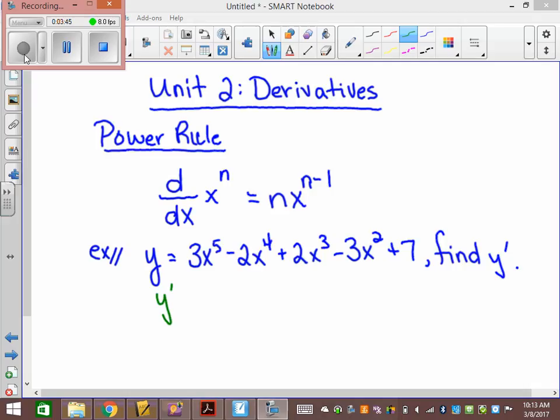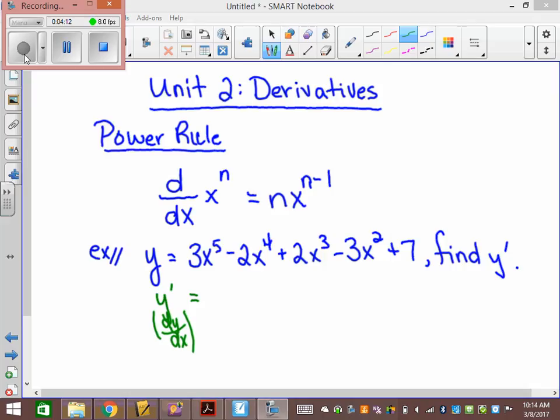So it depends on what prof you have, whether they like using the little prime symbols or whether they like using the d over dx symbols. Okay, so instead of writing y prime, I could write dy over dx and it would mean the same thing. Okay, so this is the same as if I wrote dy over dx. They're the same thing. Okay, now these are all polynomials, so they all have exponents that are numbers.